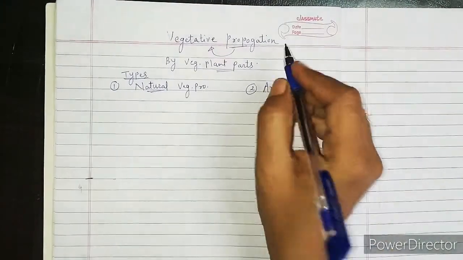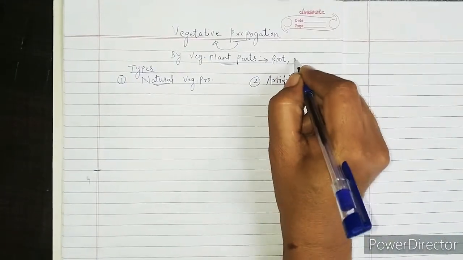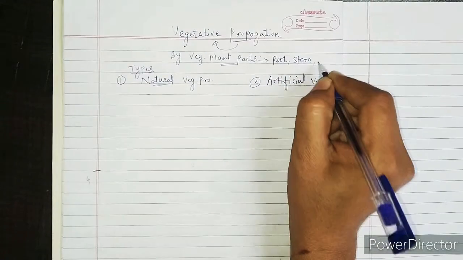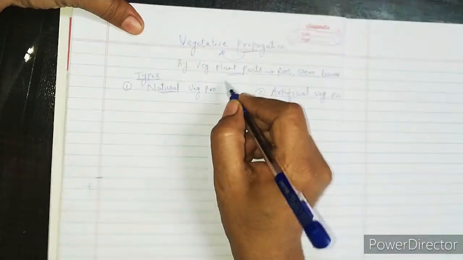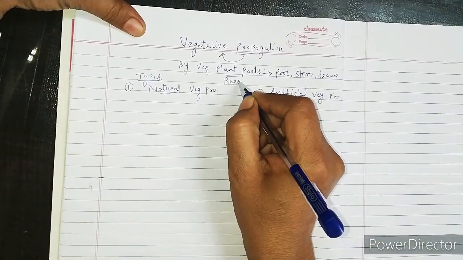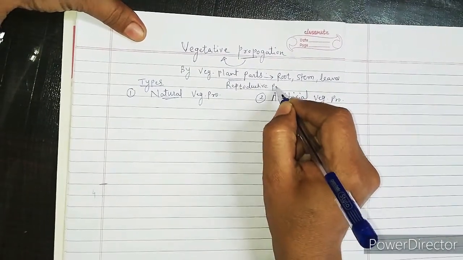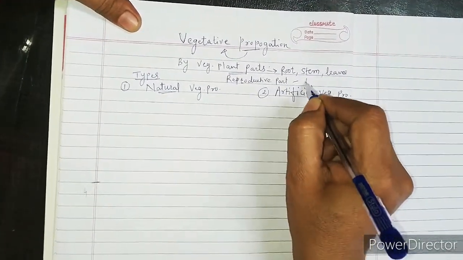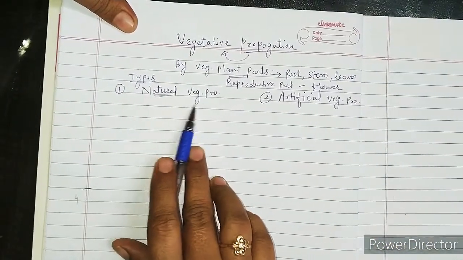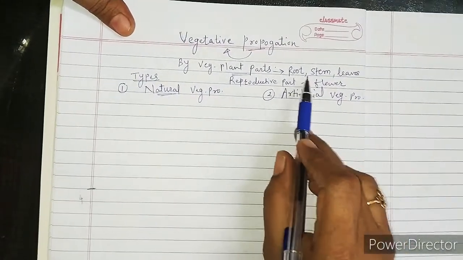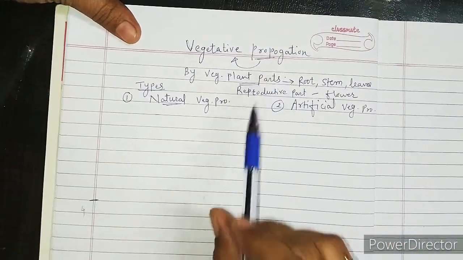Here in natural vegetative propagation, the vegetative plant parts, now you know that plants actually show two types of parts. Vegetative plant parts are root, stem and leaves, and the reproductive part, that is the flower. So in natural vegetative propagation, root, stem and leaves are used for the process of propagation.